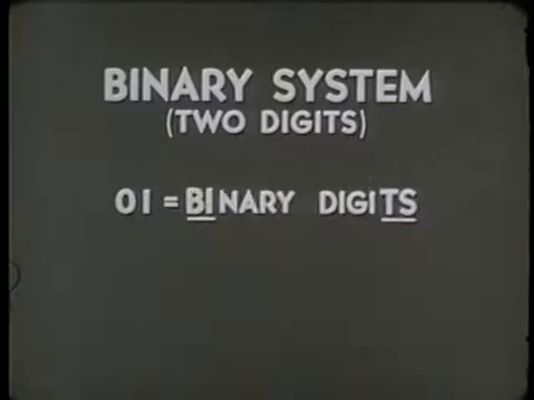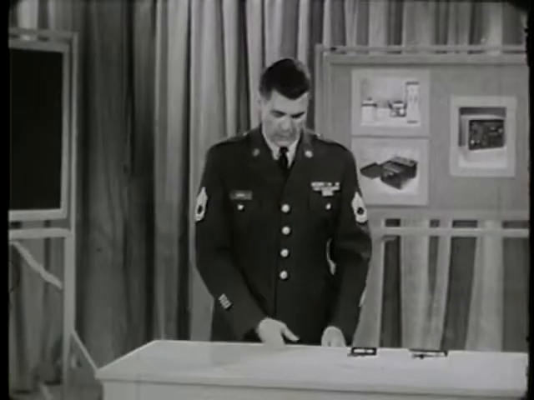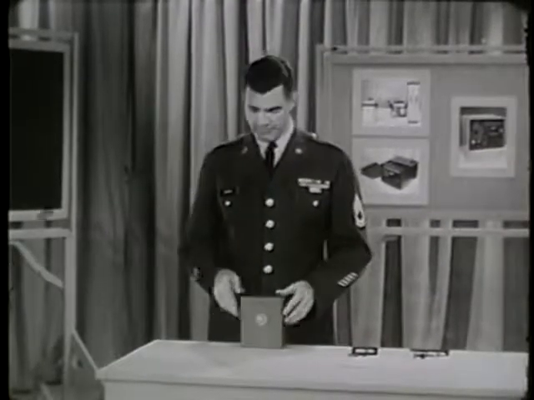Many ADP systems use the binary system of numbering, which employs just two digits, 0 and 1. These two digits are called binary digits, or bits for short. A bit is either a 0 or a 1, nothing else. Why do we use binary? Because a bit can be represented by any bistable device, and a magnetic core is a bistable device.